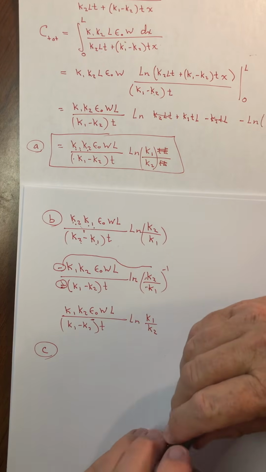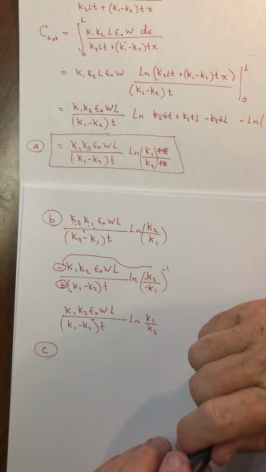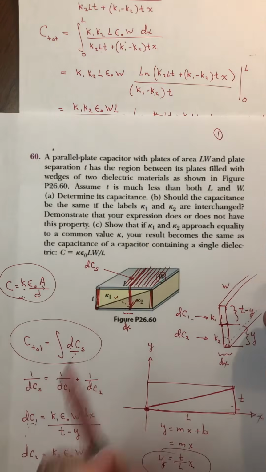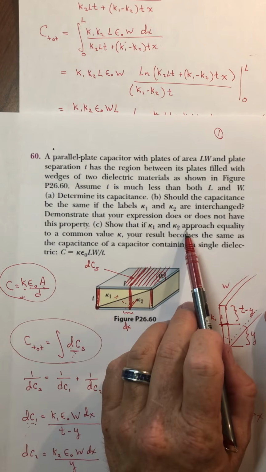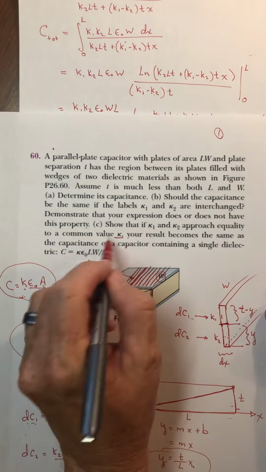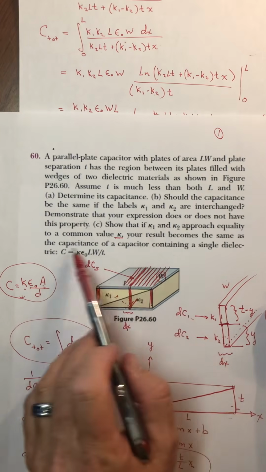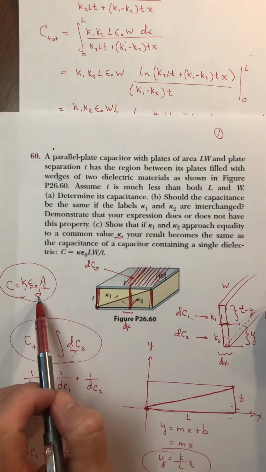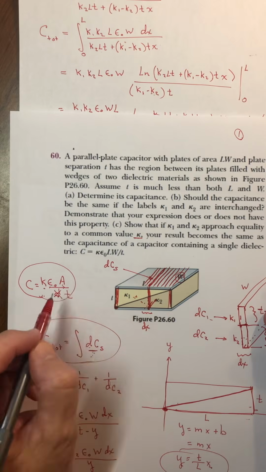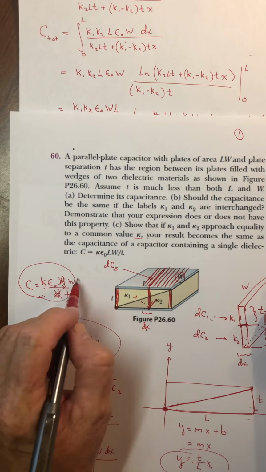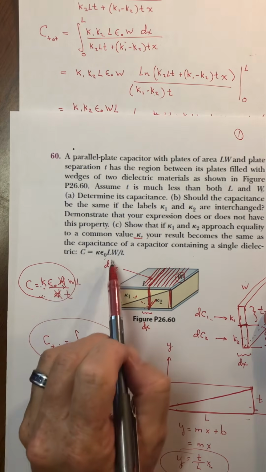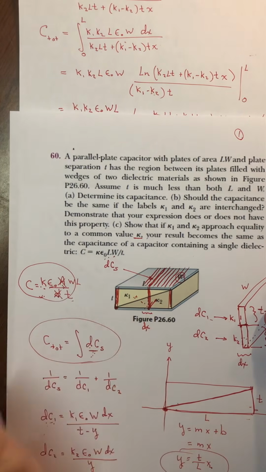This is going to be interesting, because in part C it says show that if kappa 1 and kappa 2 approach equality, in other words, they begin to be the same, we'll just call it kappa, then your result should just be the same as a capacitor. So in other words, they should be this. Of course, we would have a T here, and the A would be the W times the L, but there it is: kappa, epsilon naught, the W, the L, and the T.